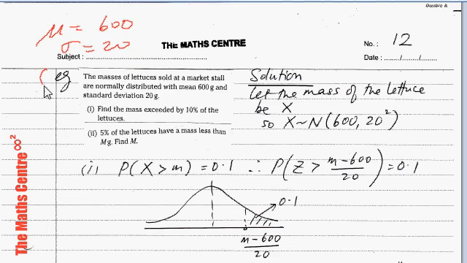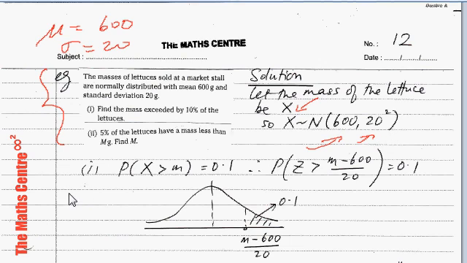So again we are dealing with a question where the probabilities are given and we are asked to work out the z values and hence the x values. So let's look at the solution. Let the mass of the lettuce be x. Therefore x is normally distributed with a mean of 600 and a variance of 20 squared.